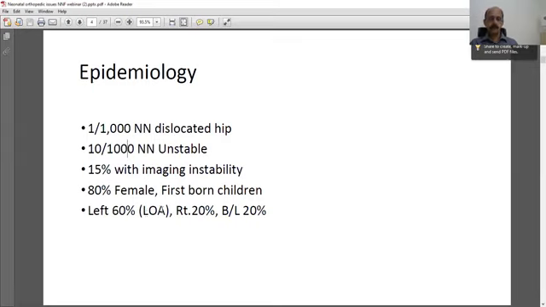breech delivery, frank breech delivery. And otherwise, 20% is on the right side and the other 20% is bilateral.